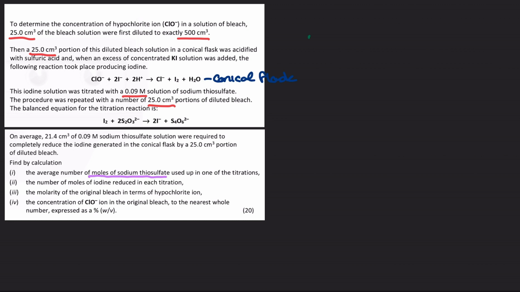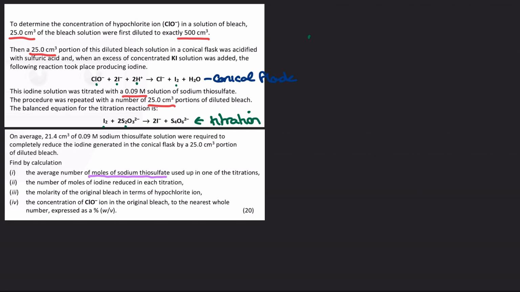So we have our bleach here. That's our potassium iodide we put in. This is the acid that we put in. That creates our brown iodine that we see within the flask at the start of our titration. Then down here is the equation for the actual titration reaction. So the iodine in the conical flask is titrated against the sodium thiosulfate that we have in the burette.